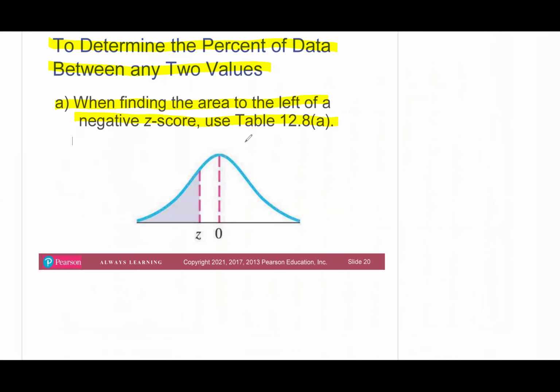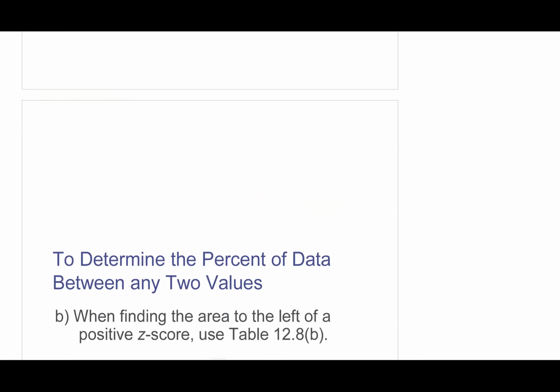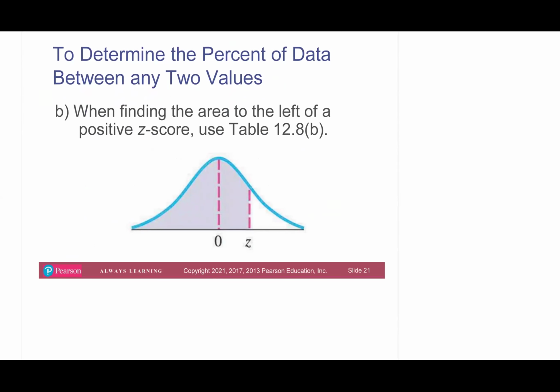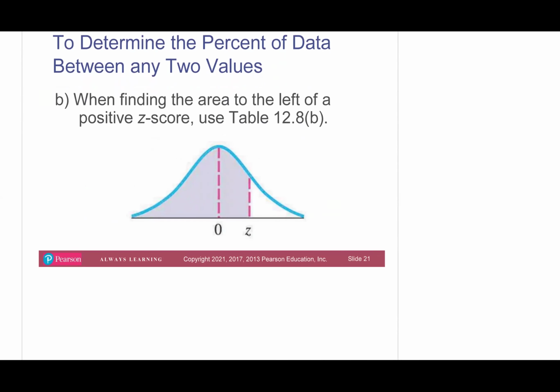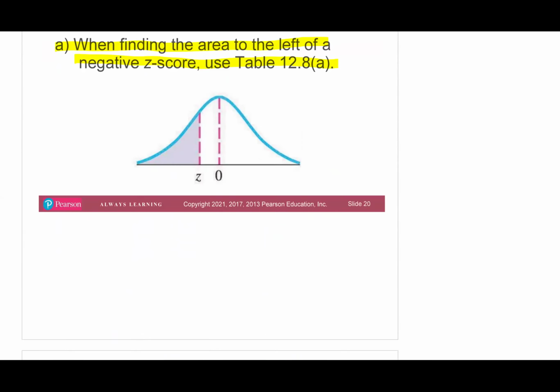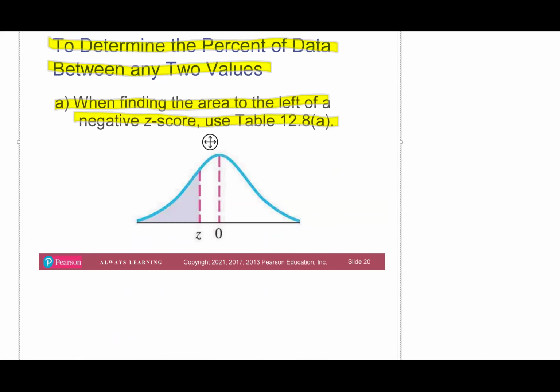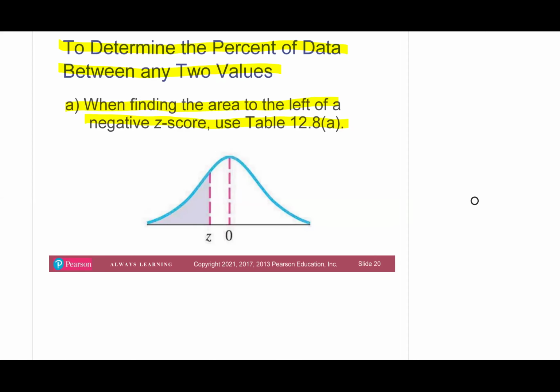But okay, first thing, when finding the area to the left of a negative z-score, we use that table. As we've discussed. And then when finding the area to the left of a positive z-score, use table 12.8. So notice in that previous slide, the z-score was to the left of the middle, so the area is over on the left side. I'm just stopping right at that z-score. And then if your z-score is positive, that means you're to the right of the mean.